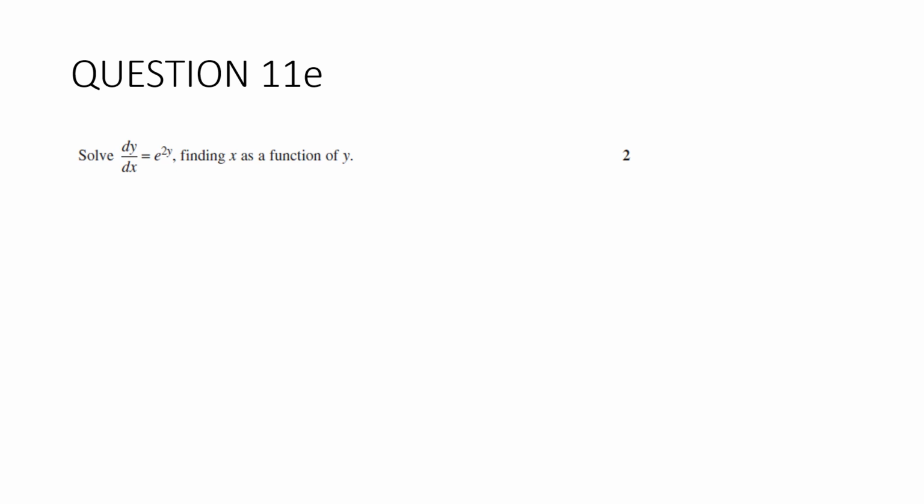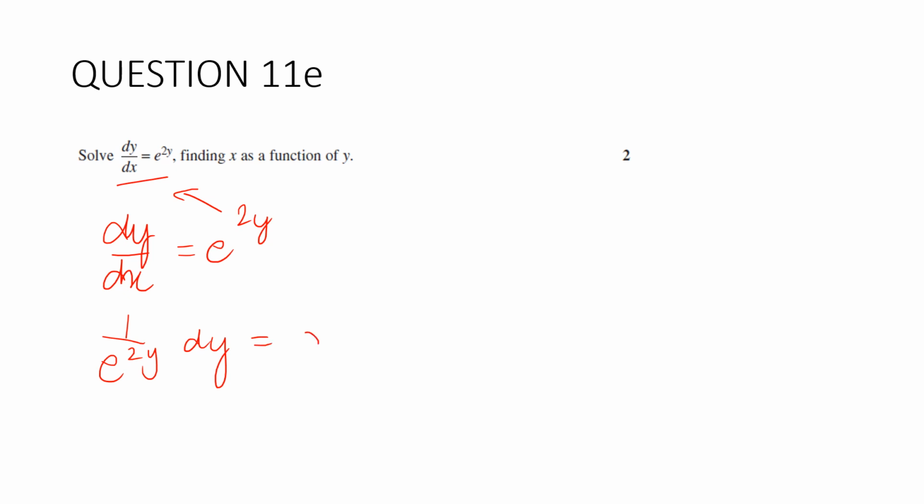11e, solve dy dx is equal to e to the 2y, finding x as a function of y. So we're going to split the variables. So we've got dy dx is equal to e to the 2y. Let's take this over the other side like this and bring the dx over to the right hand side. Now this is incorrect what I've written. We must have these integral signs.